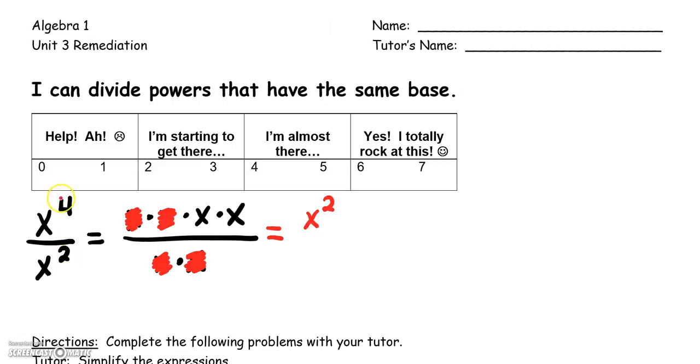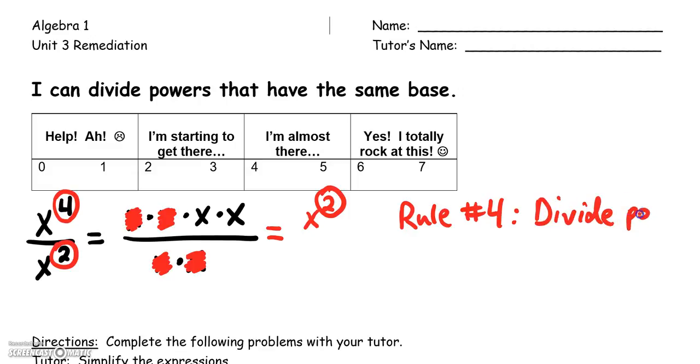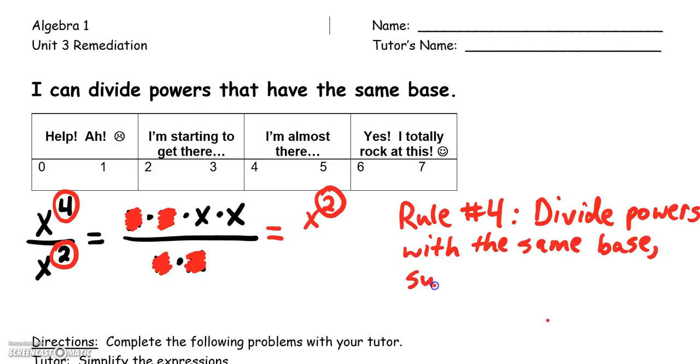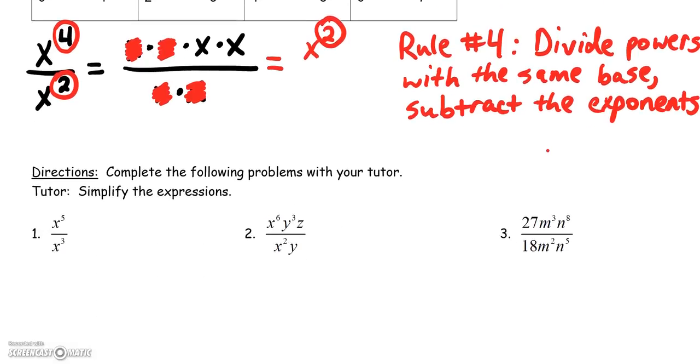X to the fourth divided by x to the second. If we take those two exponents and we subtract them from each other, we get the same exponent as we did in our answer. And so this can become rule number 4 of dealing with exponents. When we divide powers with the same base, you should subtract the exponents. Let's see what that looks like in practice.